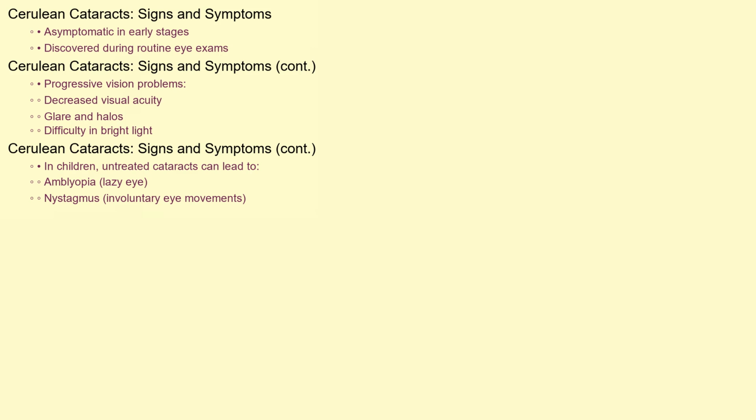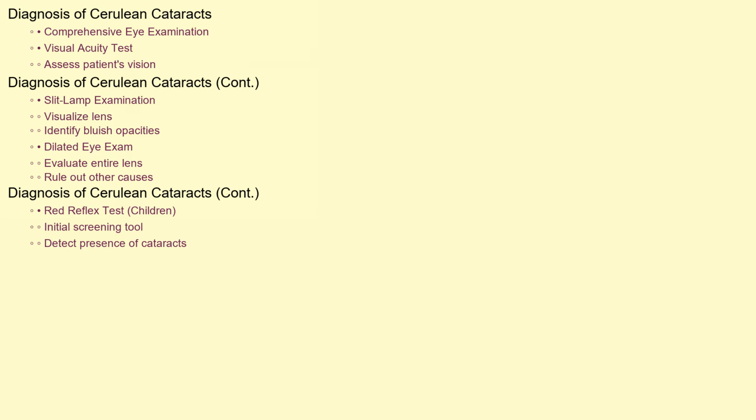As the cataracts progress, individuals may experience decreased visual acuity, glare, halos around lights, or difficulty seeing in bright light. In children, uncorrected cerulean cataracts can lead to amblyopia, also known as lazy eye, or nystagmus, involuntary eye movements, if left untreated.